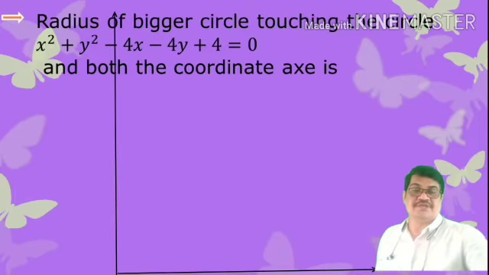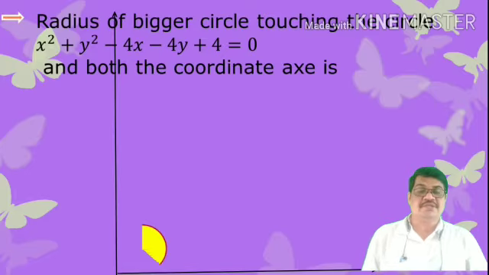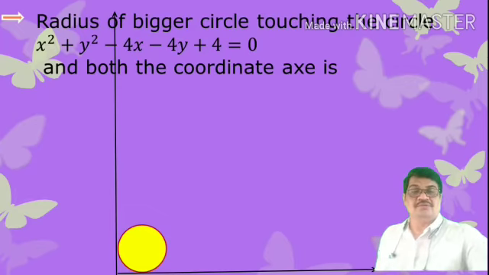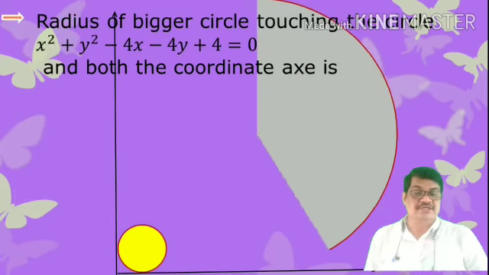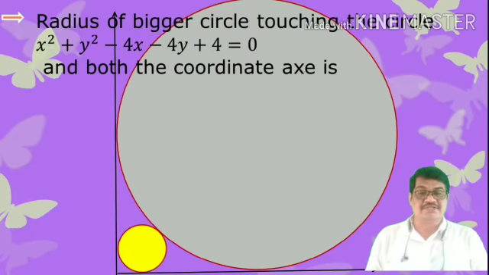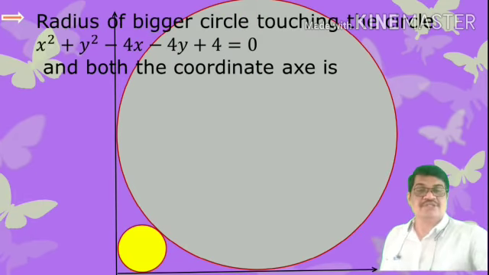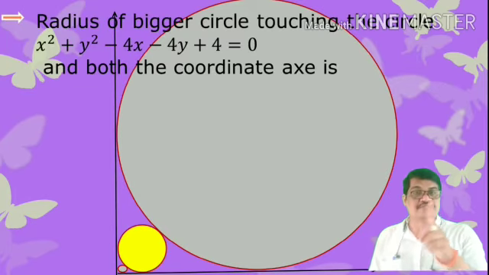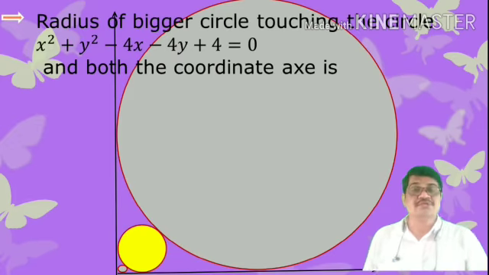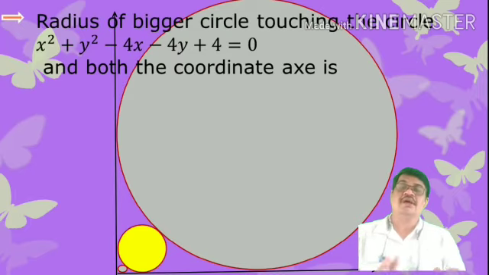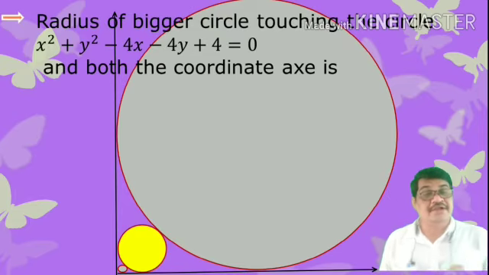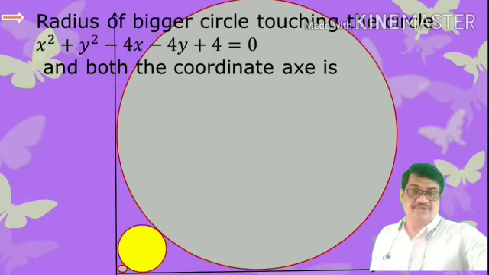See the diagram. This is x-axis and y-axis. This is the given circle. The circle touches both x-axis and y-axis. Now, this is the bigger circle touching the given circle and both x-axis and y-axis. Next, another smaller circle that also touches the given circle and both x-axis and y-axis. These are the two circles that touch the given circle and both the coordinate axes. Now we have to find the radius of the largest circle. This is the largest circle. Now I have to find the radius of this circle.